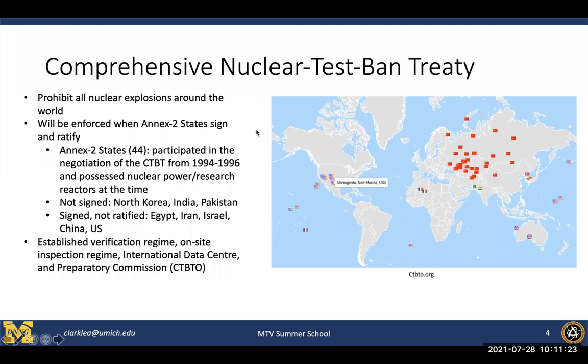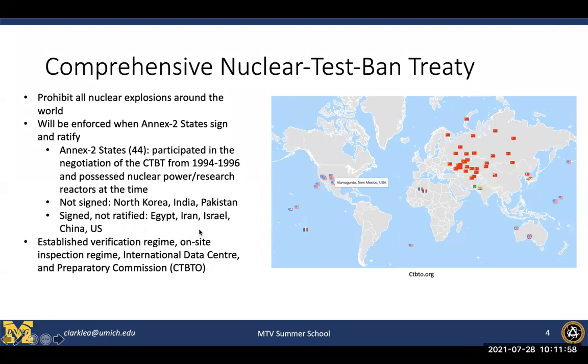And Annex II states, there are 44 of them. These were the states that participated in negotiations of the CTBT at the Conference on Disarmament, and they possessed nuclear power or research reactors at the time of these negotiations. So North Korea, India, and Pakistan have not signed or ratified the treaty, and Egypt, Iran, Israel, China, and the US have signed it, but they have not ratified it yet. And the US and China are the only remaining nuclear weapon states that have not ratified it yet.